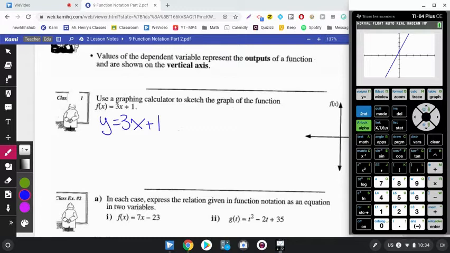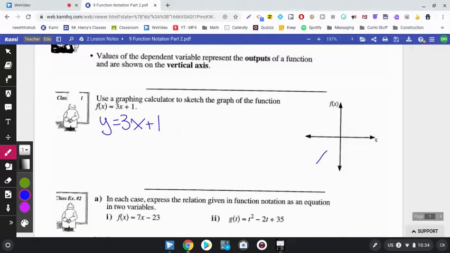I'll go to my little sketch here that they gave me. And maybe I'll redraw that line. It just peaks up something like this. And that's a pretty good sketch. Whenever I ask for a sketch, it doesn't need to be perfect, but what I would hope is that you label your x and y intercepts.